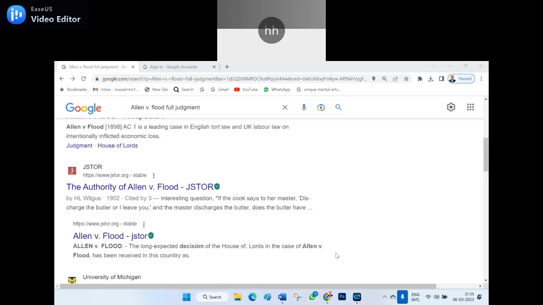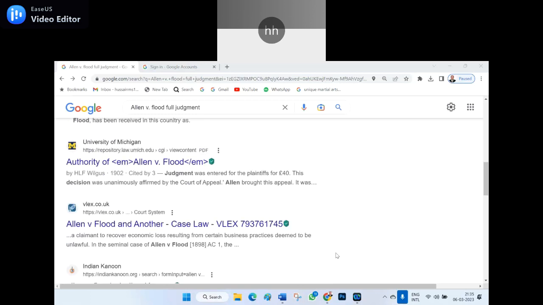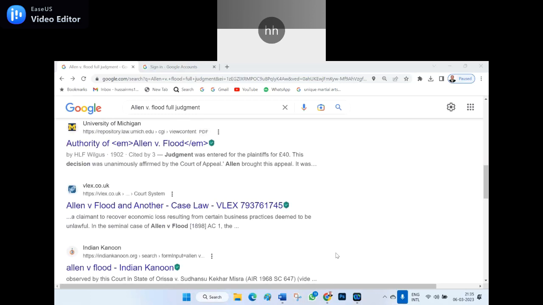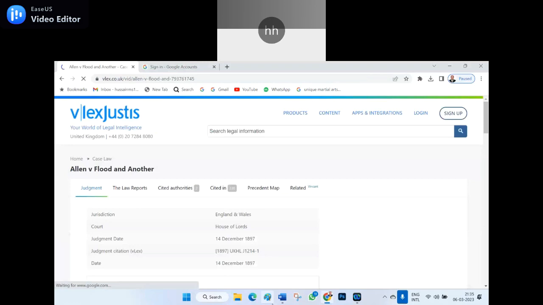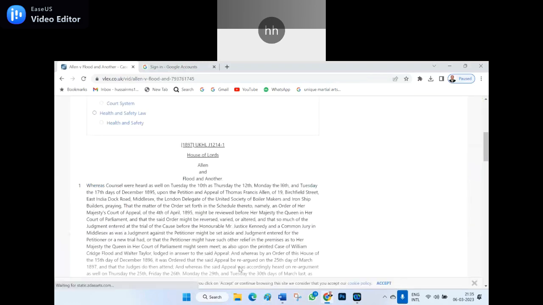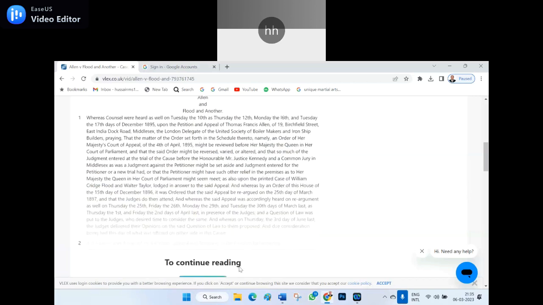So, in Allen versus Flood, the justice has given, but I want to see the full case law. That is my point. Let us see Allen versus Flood, another case law, and what is given in that. If you happen to see the full case law, yes, here you could see it. I don't know whether you read this full case law or not, because Allen versus Flood and another is the full case law.